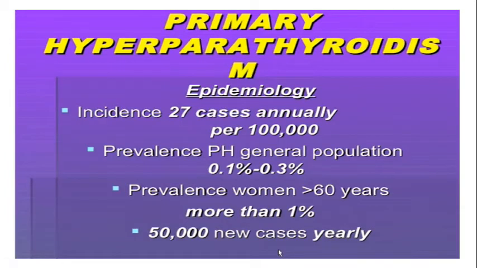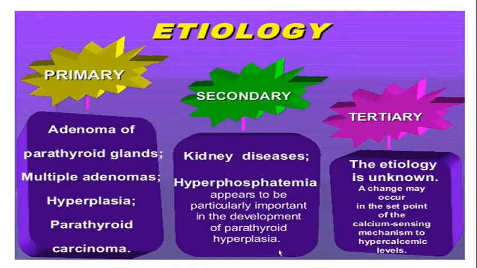So for primary hyperparathyroidism epidemiology, you'll see its incidence is as much as 27 cases per 1 lakh, and its prevalence is 0.1 to 0.3%, and prevalence in women, especially over 60 years of age, is up to more than 1%. So it's more common in women, and I can see the etiology as I talked about for primary hyperparathyroidism.